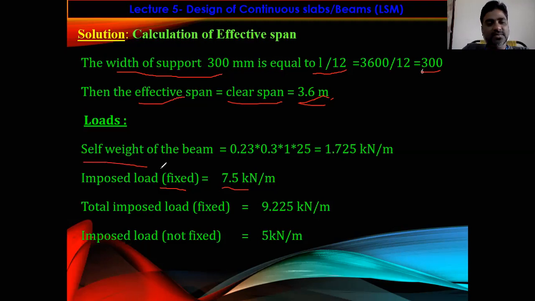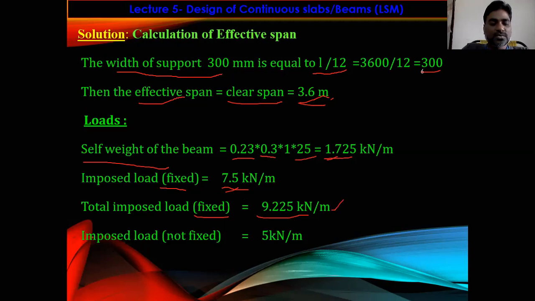That is, self-weight of the beam is 0.23 into 0.3 into 1 into 25, where 25 is the unit weight of the RC, in kilonewton per meter cube. So if you calculate this, you get 1.725 kilonewton per meter, and the total imposed load fixed is 9.225 kilonewton per meter. That means 1.725 plus 7.5 becomes 9.225 kilonewton per meter, which is fixed.